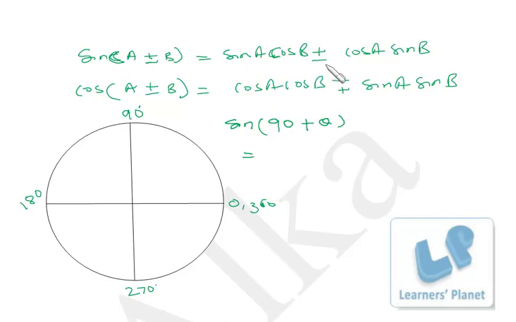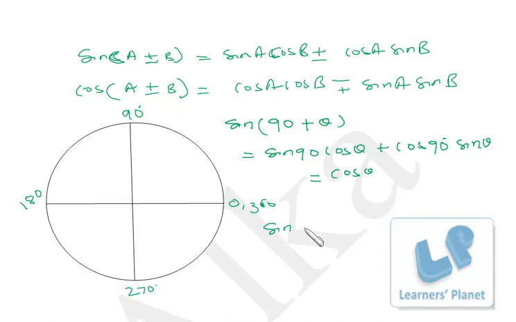Sine A cos B plus minus cos A sine B. So sine 90 plus theta will be sine 90 cos theta plus cos 90 sine theta. So sine 90 is 1 that you already know. Cos theta as it is, then cos 90 is 0, and that's why this entire portion will be 0. So sine 90 plus theta is nothing but cos theta.